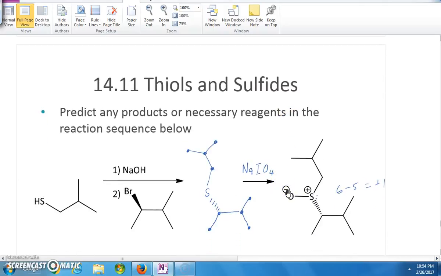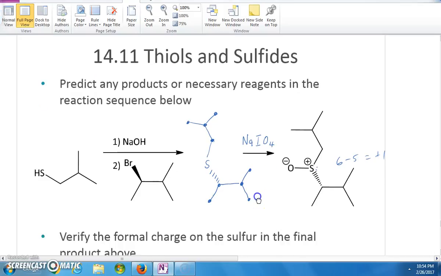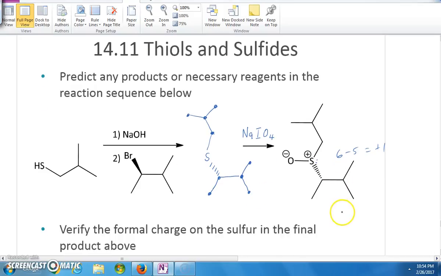Now, we're going to predict any products or necessary reagents here. If you want to form the sulfoxide, first you have to make the hydrogen sulfide nucleophile react with an electrophile, and you get this compound here. Then in the presence of sodium periodate, you can convert the sulfide to the sulfoxide.